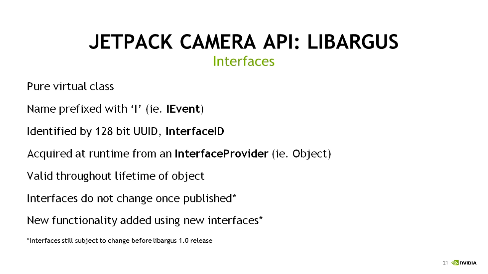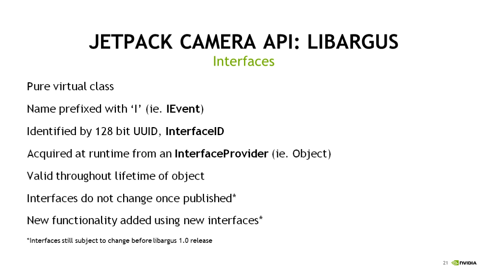Interfaces, meanwhile, form the majority of the Argus API. They are pure virtual classes, always prefixed with an uppercase I, and are identified by a 128-bit universally unique interface ID. Interfaces are acquired at runtime from an object that supports it, and once the interface has been acquired, it will remain valid throughout the lifetime of the object that returned it.